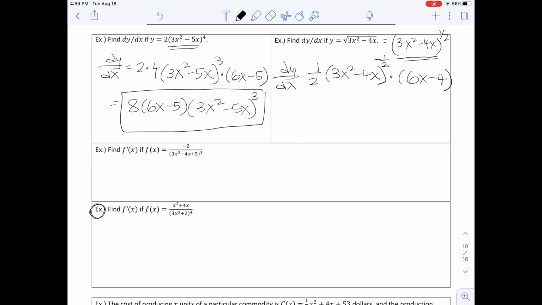So from here, we can clean this up. I'm going to go ahead and factor out a 2 from my last parentheses and move the negative 1/2 part down to the denominator. So we have 2 times (3x minus 2) all over 2 times the square root of 3x squared minus 4x. My 2's are going to simplify. And we have (3x minus 2) all over the square root of 3x squared minus 4x.